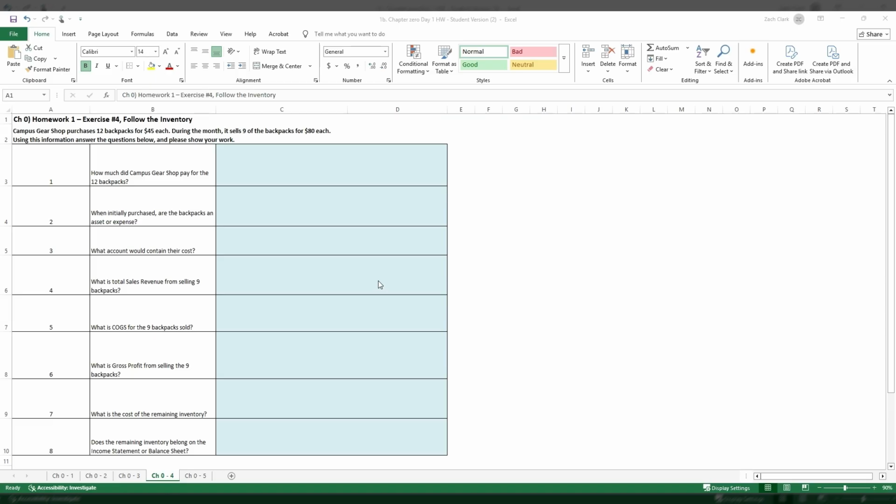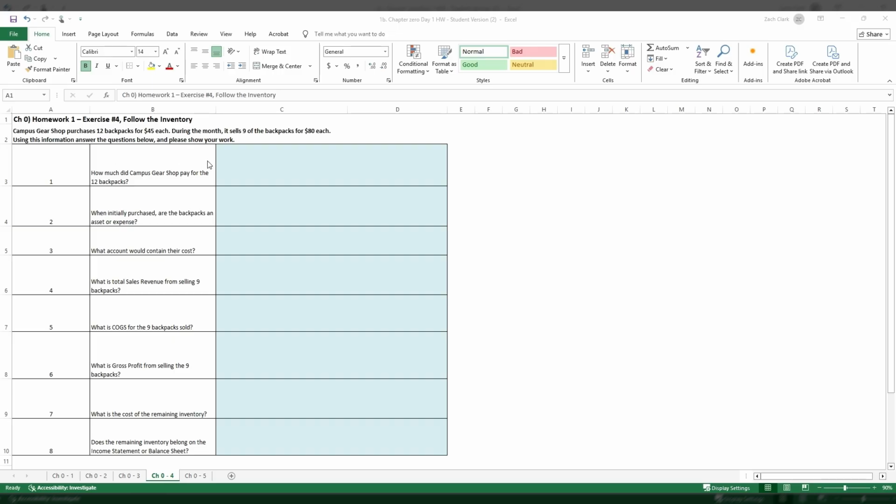Okay, we are on to exercise number 4 in our chapter 0 homework number 1. In this problem, we've got this campus gear shop where it sells campus stuff. Sounds like some kind of college type thing. The gear shop has purchased 12 backpacks for $45 each during the month. The shop sold 9 of those backpacks for $80 each, and we're going to answer some questions down here about the sales and the purchases and all that stuff.